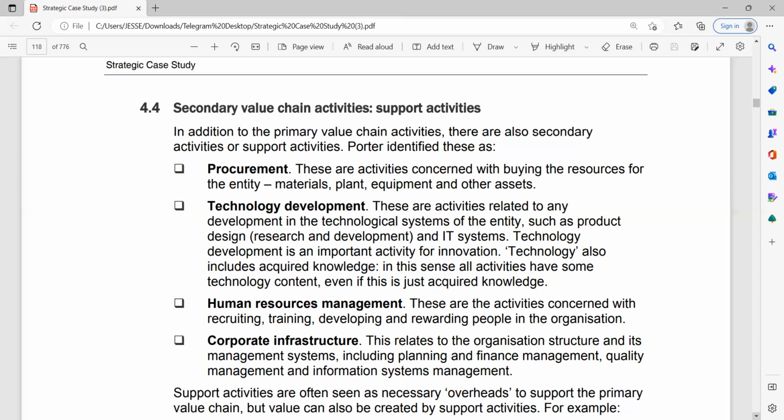And then you also have corporate infrastructure, right? Every organization should have a structure. There should be an organizational structure, and there should be certain management systems that have been put in place. And this is also a support activity. So this would include things like quality management, information systems management, financial management, planning, etc.